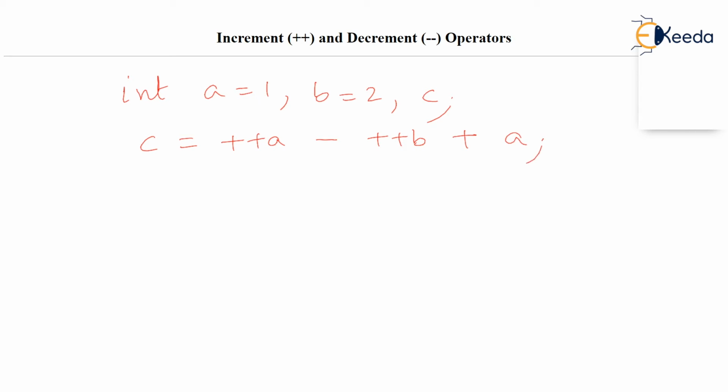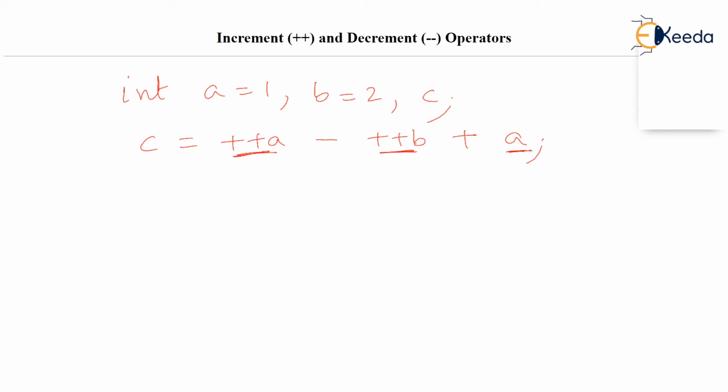Let's say I have a similar code, int a equal to 1, b equal to 2, c, 3 variables. And I have written c is equal to plus plus a minus plus plus b plus a. Now, how do you go about it? Now you see this plus plus is prefix. It is written before a. This plus plus is prefix. It is written before b. And obviously there is no prefix or postfix increment or decrement operator before the last a.